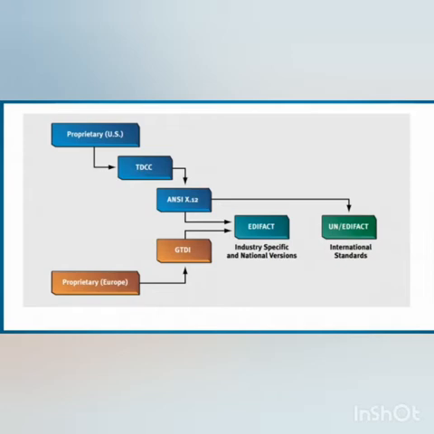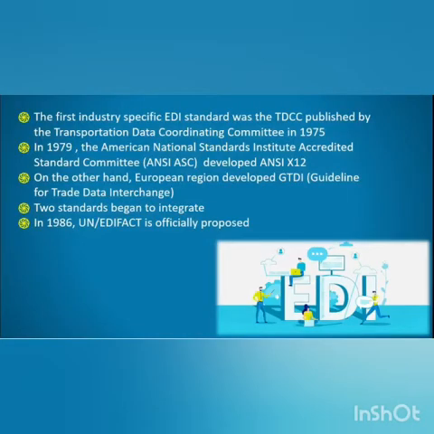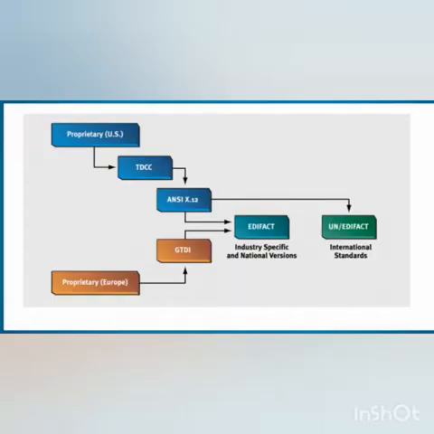Here you can see the history of EDI. The first industry specific EDI standard was the TDCC. Already we have learned this in the history of EDI. So TDCC was published by the Transportation Data Coordinating Committee in the year 1975. Then other industries also started developing unique standards based on their individual needs. Since the application of EDI has become more mature, the target of trading operation is often not limited to a single industry. So, all industries started to adopt the EDI standard because EDI seemed to be a more convenient and popular standard across the world. So, many different companies started to use EDI standards.